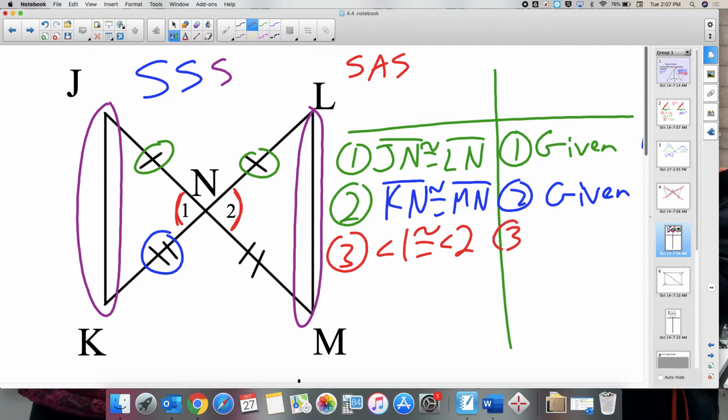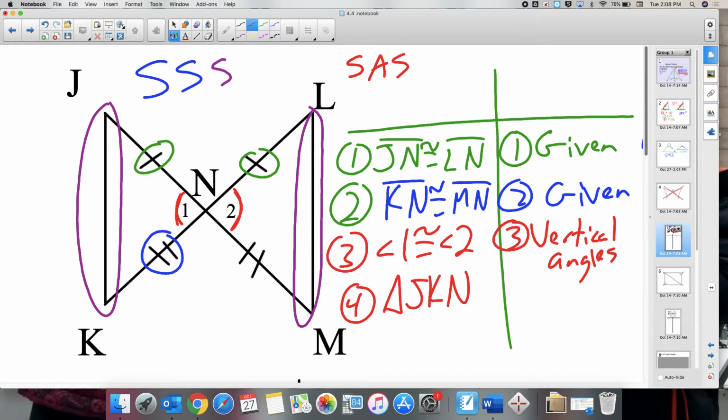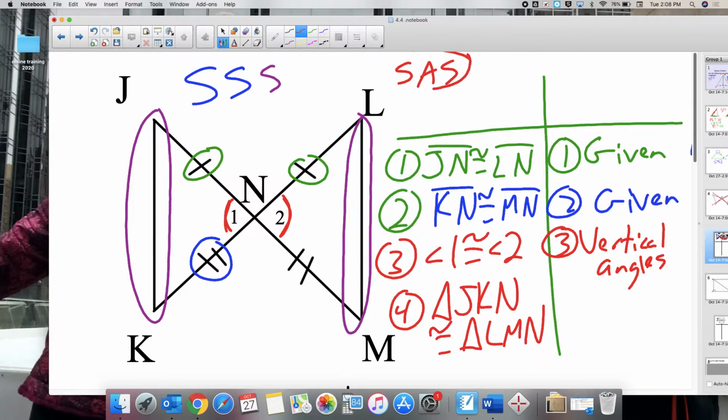Those are what we call vertical angles. And vertical angles are always congruent. That will make our two triangles congruent. Triangle JKN is congruent to triangle LMN. As for our reason, which reason did we use? Whoop. Well, that was SAS.